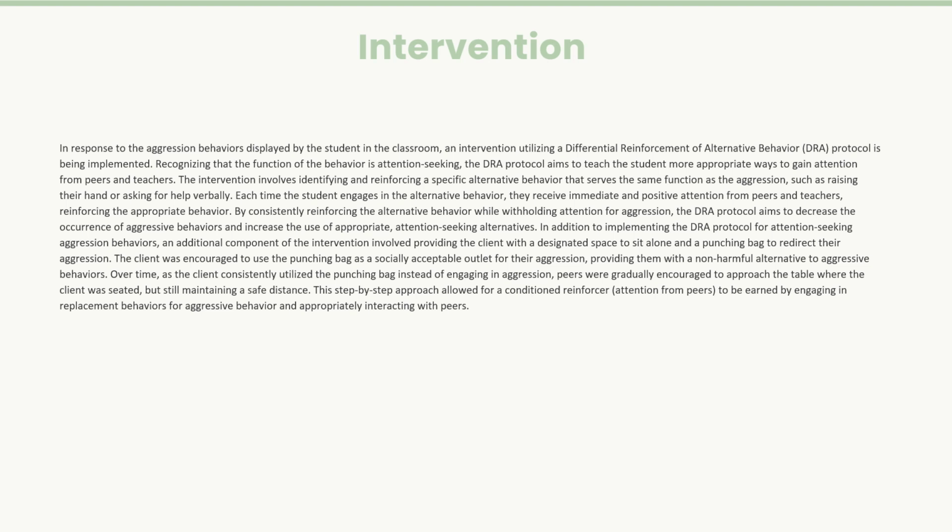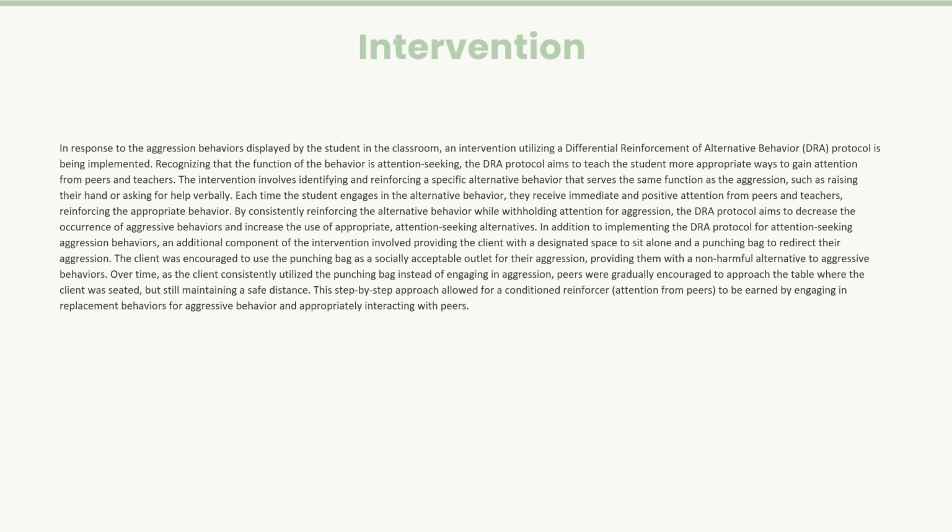The intervention that we used was to offer a differential reinforcement of alternative behaviors, or DRA for short. This protocol was implemented specifically in the classroom, specifically for aggressive behaviors. And we would begin by reinforcing alternative behaviors to aggression. This could be raising hands to get teachers' attention or appropriately asking for help.